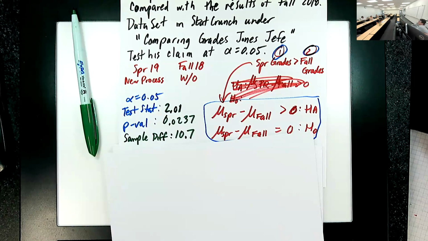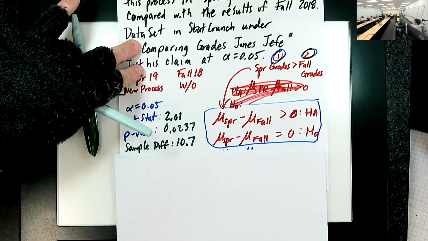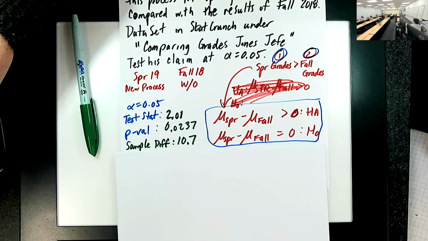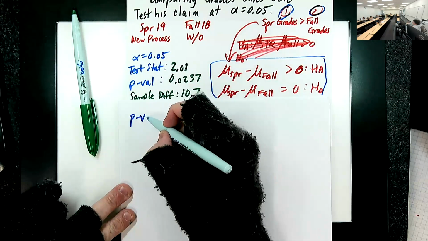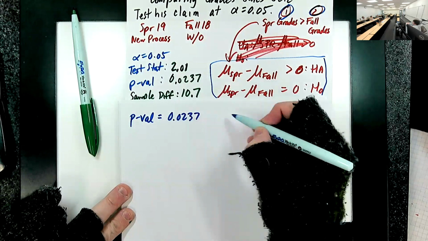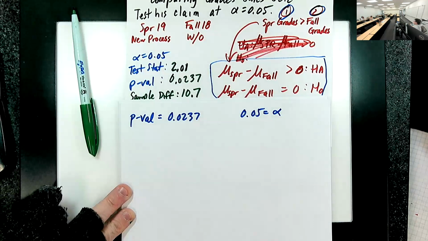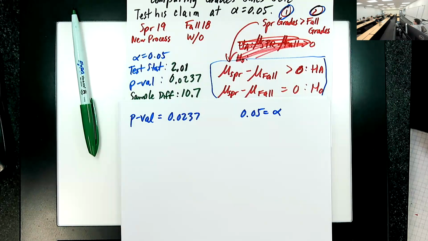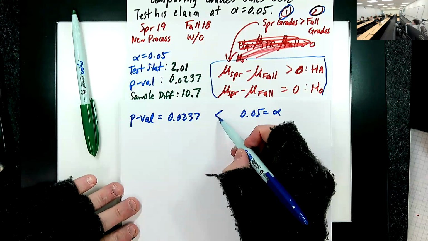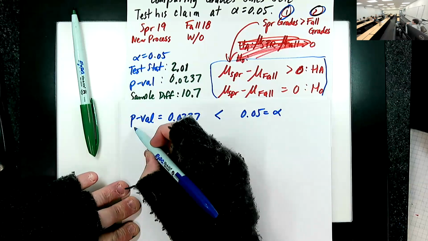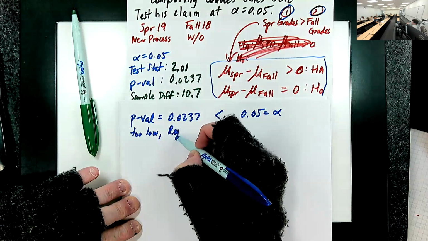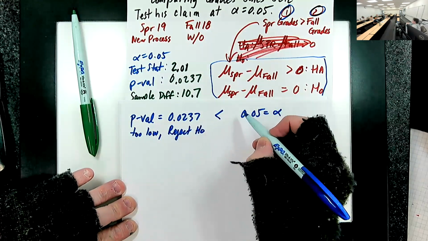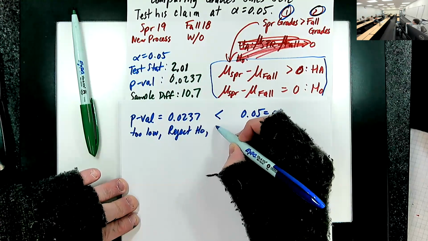Can't handle it. All right, so what am I doing now? I got my test stat and my p-value. What do I do? Compare p-value to alpha, right? Is it less than or greater than? It's less than, right? So what does that mean? Too low, reject H0. Too low, reject the H0. Don't be mean to the H0, even when you reject her. Reject H0, support HA.